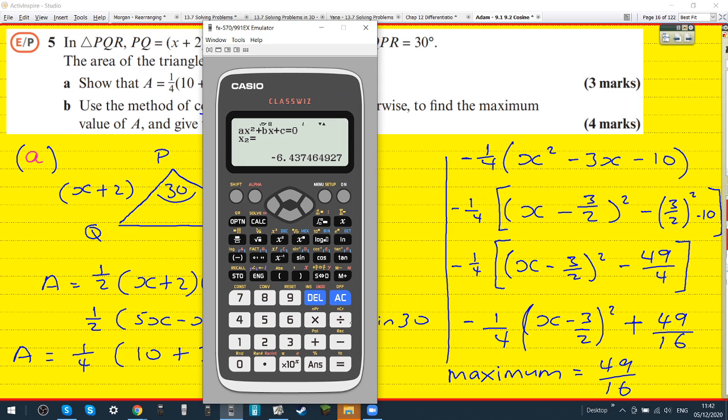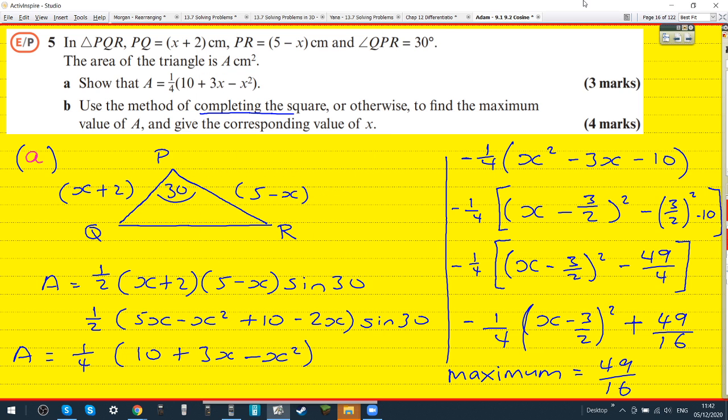Let's see. This is the previous one. What would this be? So minus 0.25. That would be 3 over 4. And that would be 10 over 4. The maximum value for x is 1.5 because that gives you the bracket being 0. And there we go. Maximum y, 49 over 16. So if you're using any method, you just stick it in the calculator. You told me completing the square.